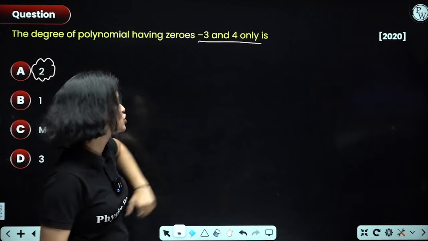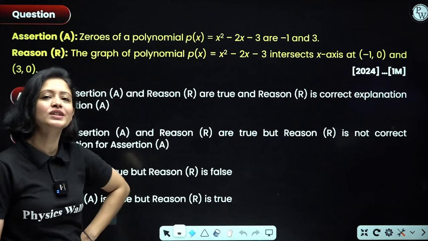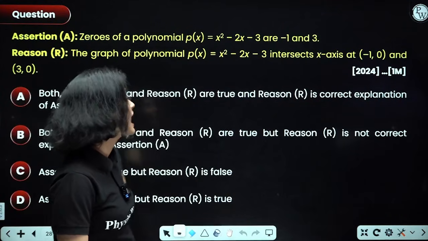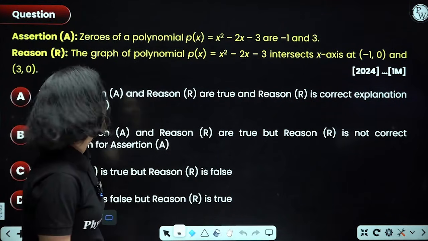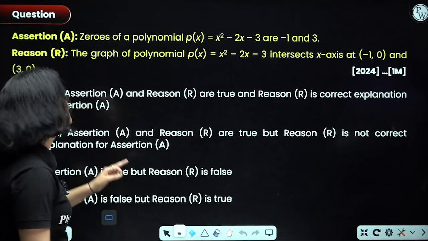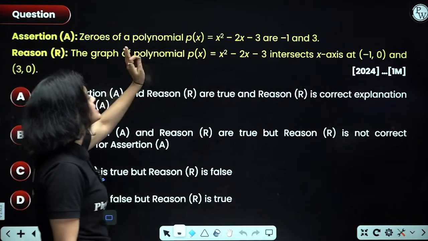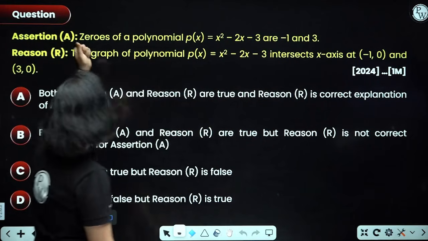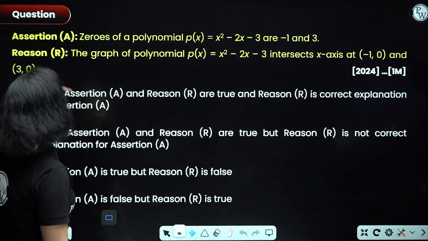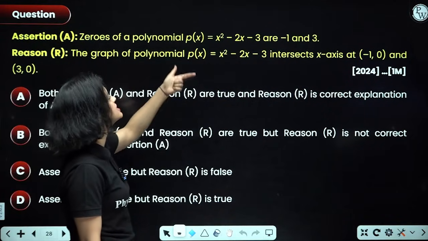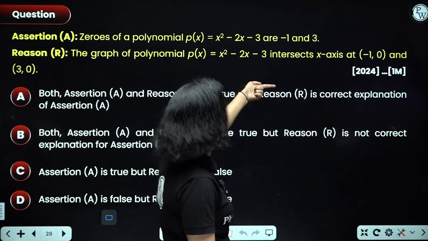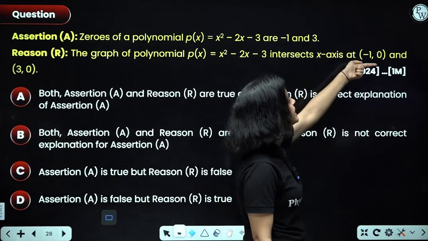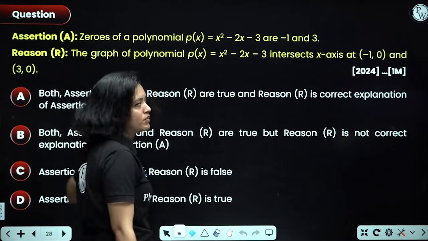Okay, with that, let's move on to this assertion-reason type question that was asked in 2024, guys. Let's see. Again, pretty easy, okay? Assertion: the zeros of the polynomial p(x) = x² - 2x - 3 are -1 and 3. Reason: the graph of the polynomial p(x) = x² - 2x - 3 intersects the x-axis at (-1, 0) and (3, 0).